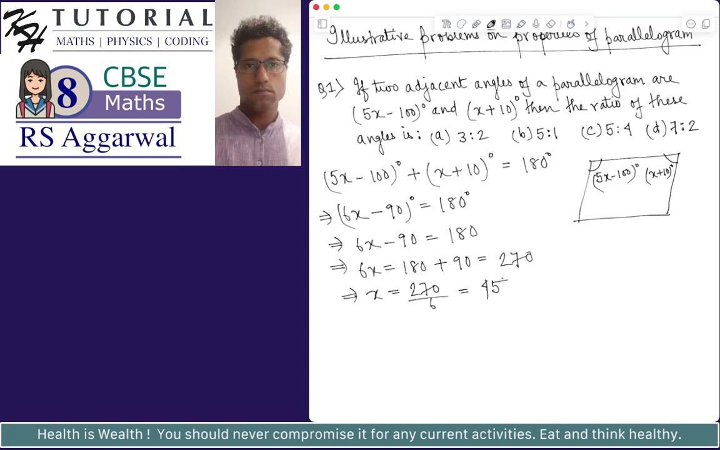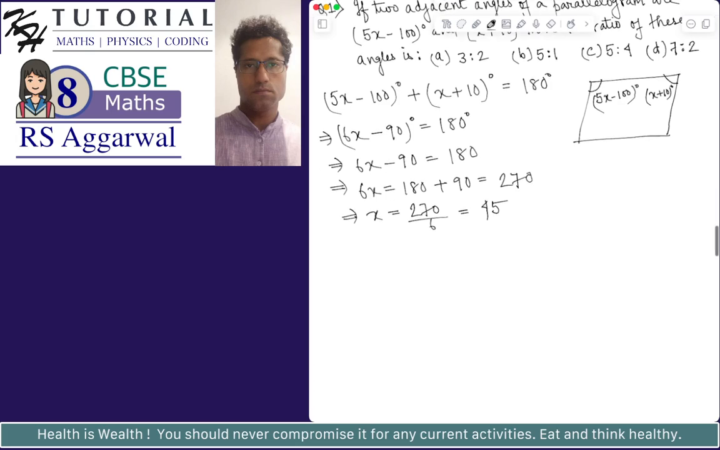Remember that x is not equal to 45 degree, but x is equal to 45, because the measures of the adjacent angles are already given as 5x minus 100 degree and x plus 10 degree. Over here x is not in degree but x is just a number, it will be a value.